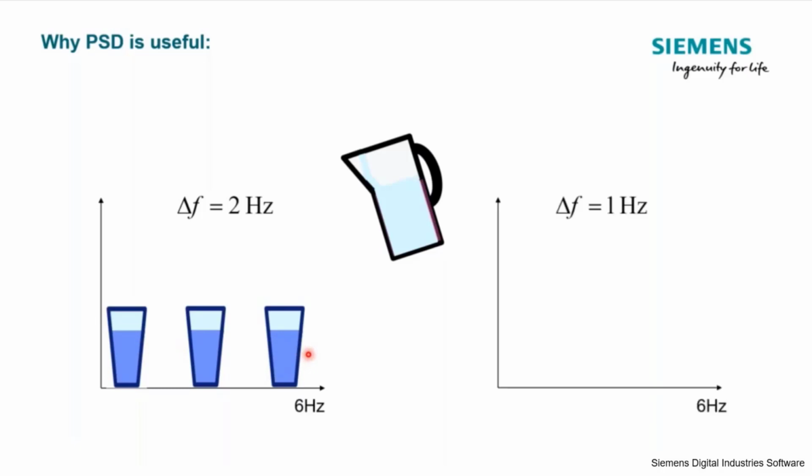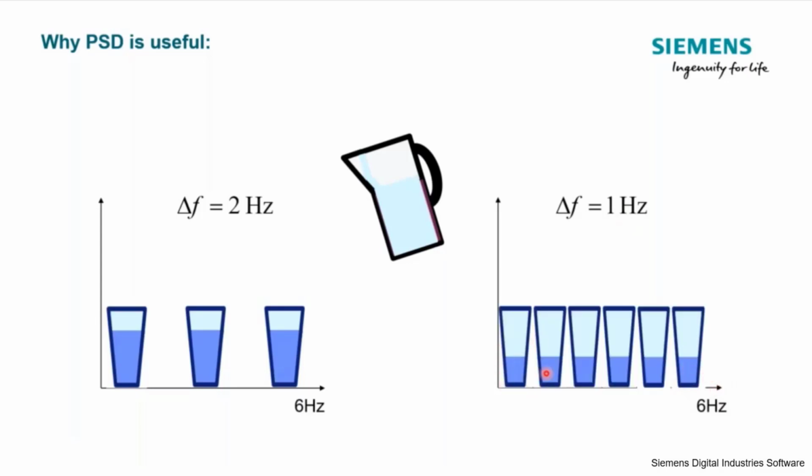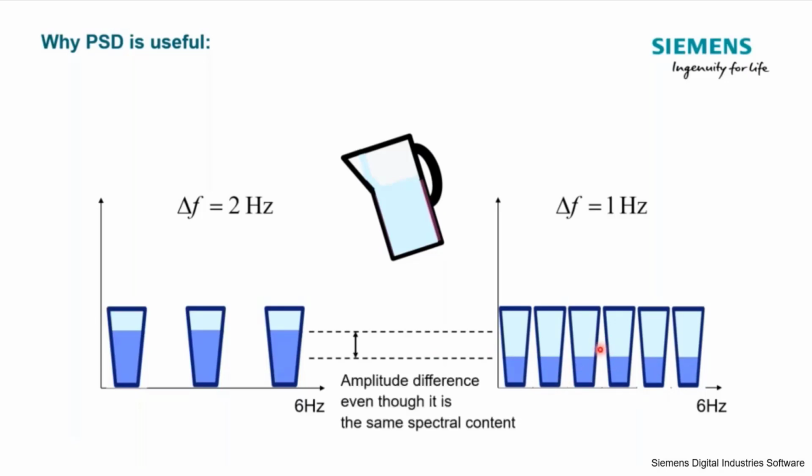Now, take that same pitcher, fill it up to the exact same amount of spectral content. And on this side, though, we have a bandwidth again of 6 hertz, but now our delta F is 1 hertz, right? So we're going to have actually 6 glasses, one glass at each spectral line there. And if we fill that up, same amount, we can see that there is a difference in level. The random gets spread evenly amongst either the 3 or the 6 glasses, huh? Yeah, that's what that random does.